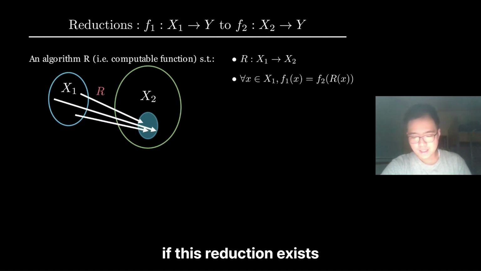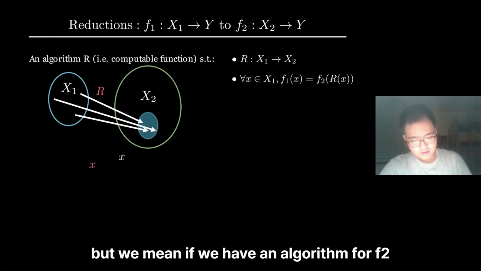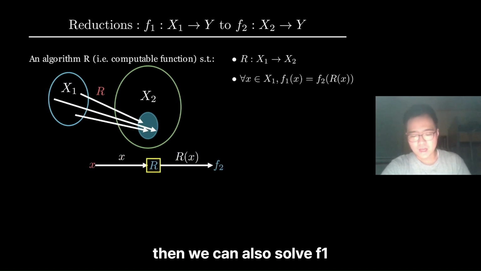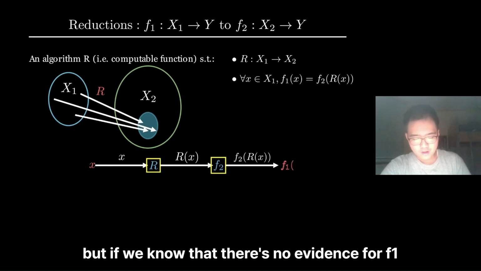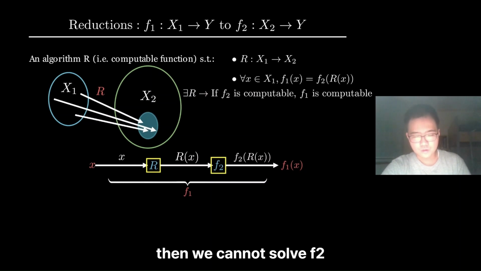If this reduction exists, what would it mean? If we have an algorithm for F2, then we can also solve F1. But if we know that there's no algorithm for F1, then we cannot solve F2.